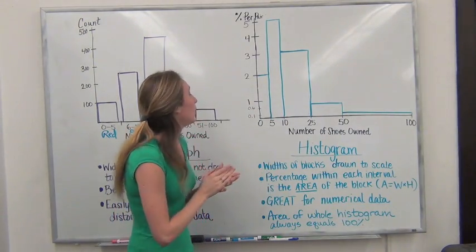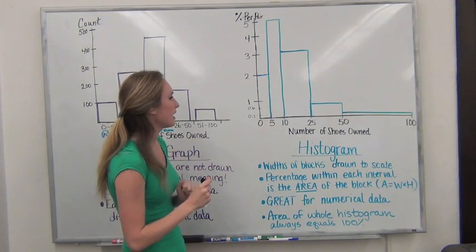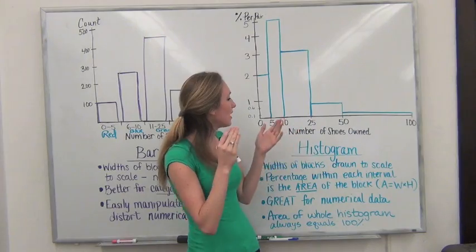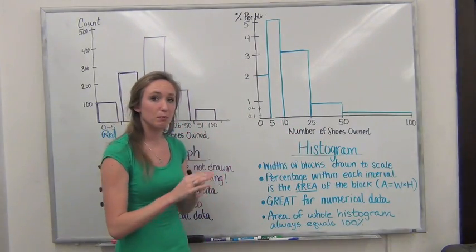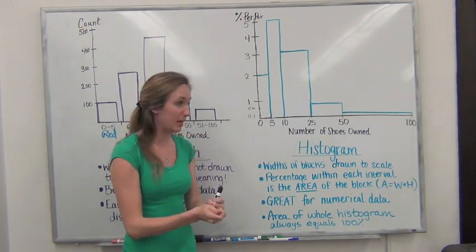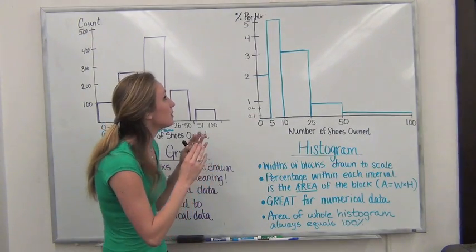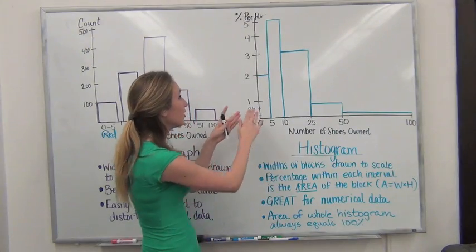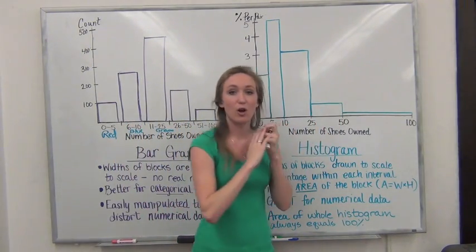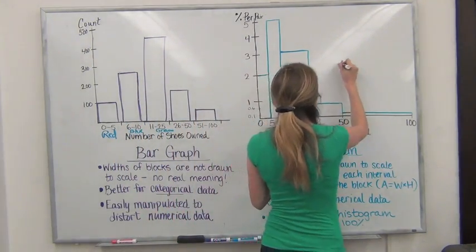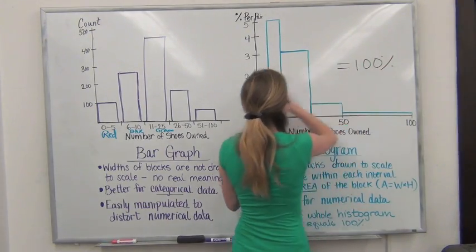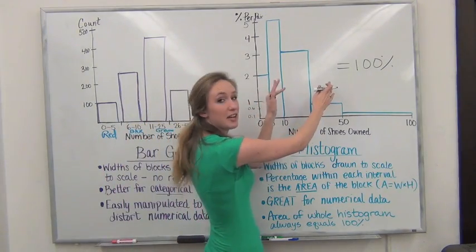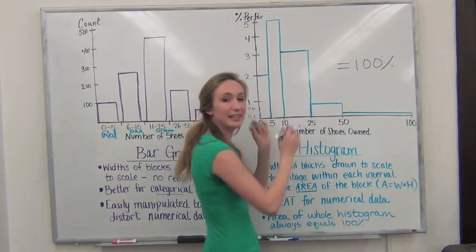Well, if we wanted to understand what percentage of our students have between 0 and 5 shoes? Now remember, both the width and the height of the block matter on a histogram. So it's important to remember that the golden rule for histograms is that the entire area of the whole curve always equals 100%. The area under each and every block will add up to 100% of the class. So 100% of our class is represented somewhere in these blocks.